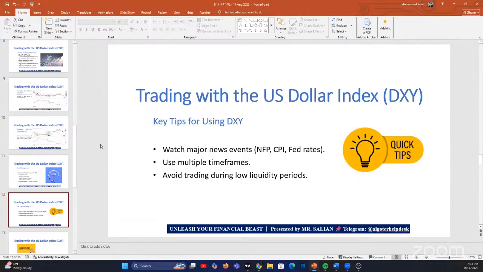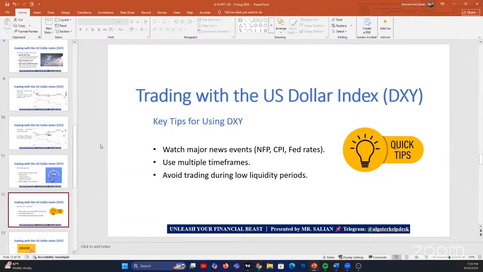And use multiple time frames. A strategy is a combination of many things: a combination of indicators and some tools like trend lines. I already showed you many things, my friend. Break of structure, change of character.